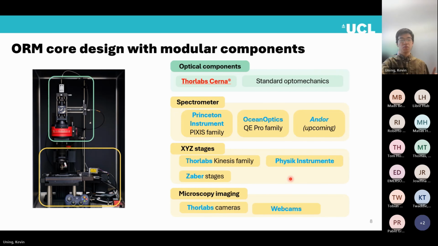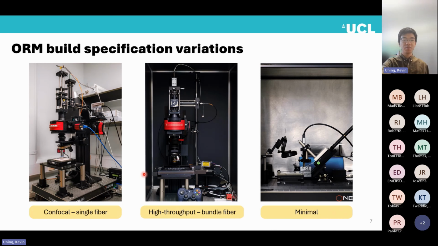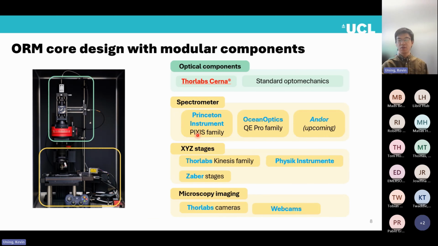So, moving back to the main classes of these two more modular ones. To allow this modularity, we have decided to build everything on top of the Thorlabs Cerna module platform. And what this allows us to do is use standard optomechanics components that you would typically use on an optical table. Instead, here we are building it on top of our microscope itself.